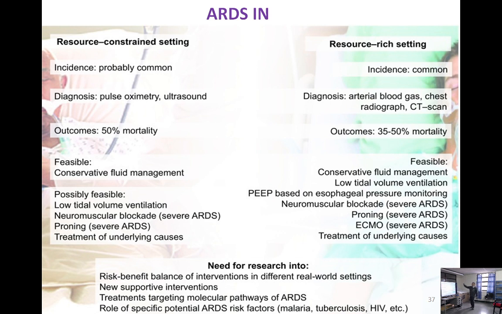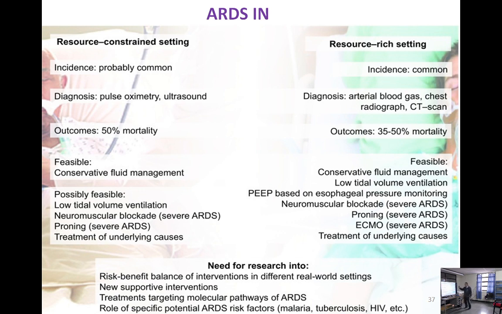ARDS in resource-constrained settings is common. With pulse oximetry and ultrasound, outcomes show 50% mortality. In resource-rich settings with everything, still it is 35 to 50%. But with pulse oximetry and ultrasound, you would definitely have a better result. So conservative fluid management is feasible. Attention to detail, I told you: if the vein is gone, 3 to 4 liters; if slightly more, 5 to 7 liters; mango, 12 to 15 liters. So you can have conservative fluid management, low tidal volume ventilation, neuromuscular blockade in severe ARDS, proning, and you can treat the underlying cause.